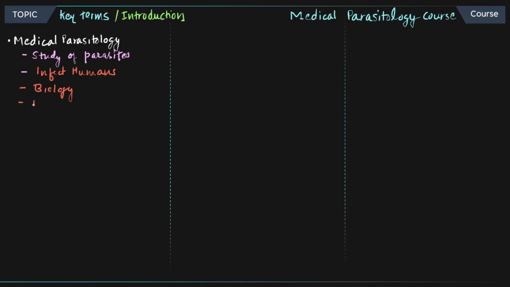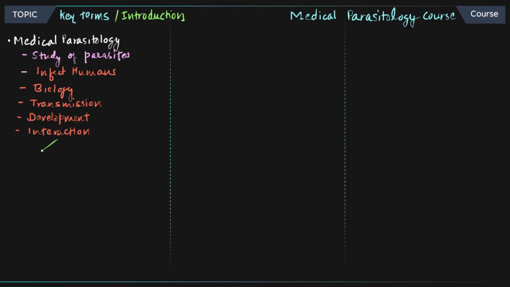Next is transmission of the parasites, that is, how these parasites get transferred. Next is development of the parasite. So parasites usually need a host for their development. So we need to study what the different stages of development in parasites are. Next is the interaction of the parasite with the host system, especially the immune system. So that is also an important part.